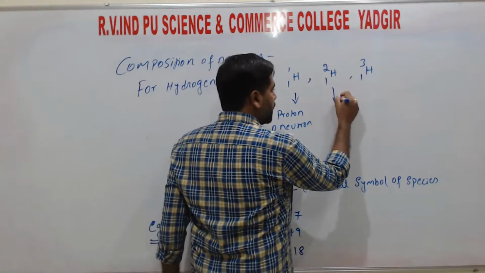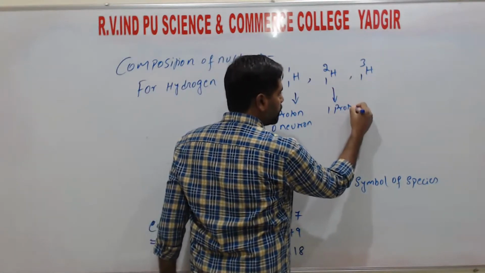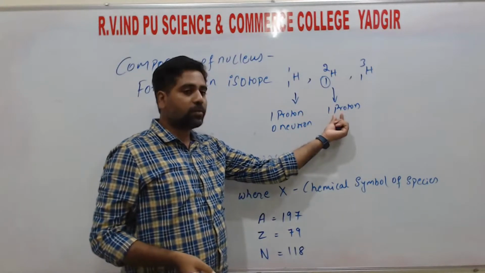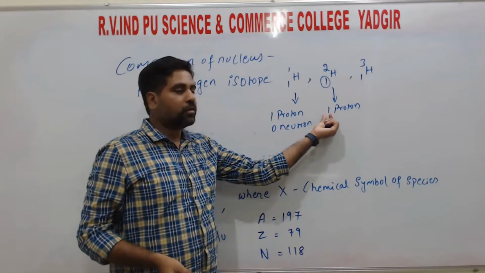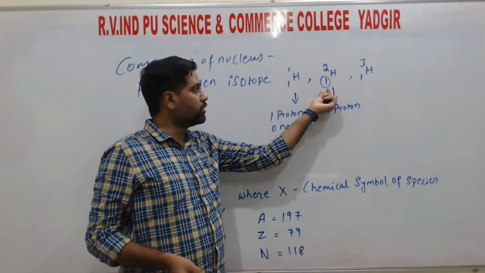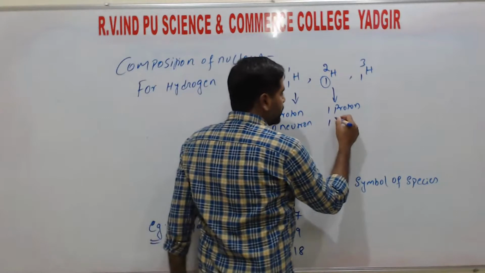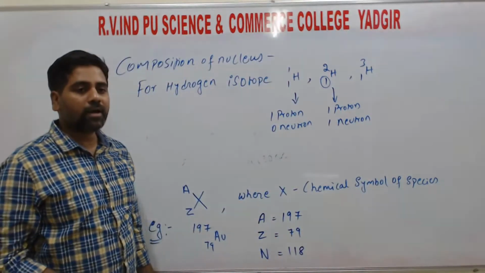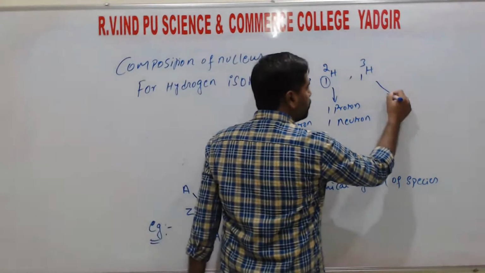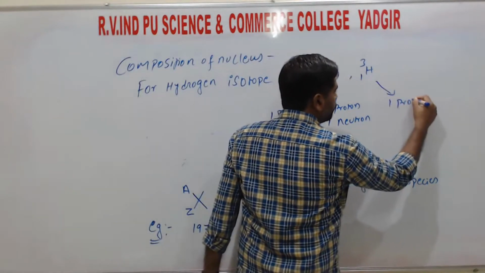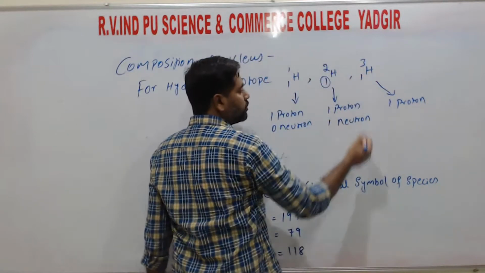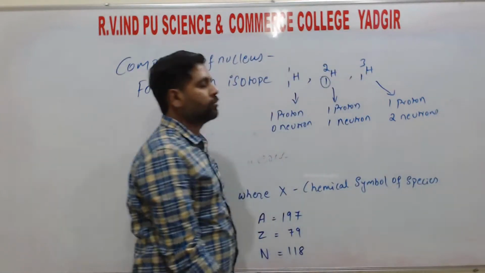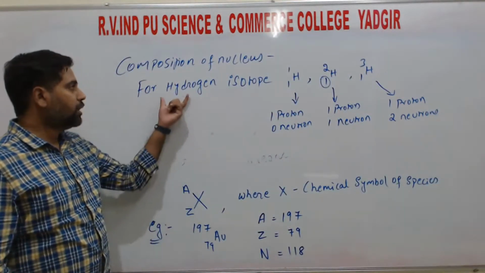In deuterium we have one proton. So directly here we get Z equal to 1. That means the number of protons present in deuterium is how much? 1. Here we have mass number 2. So 2 minus 1 is how much? 1. So here we get 1 neutron, right? 1 proton and 1 neutron. In the third example we have 1 proton, right? So 3 minus 1 is how much? 2 neutrons.